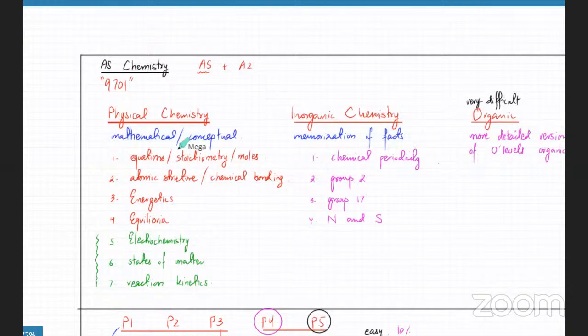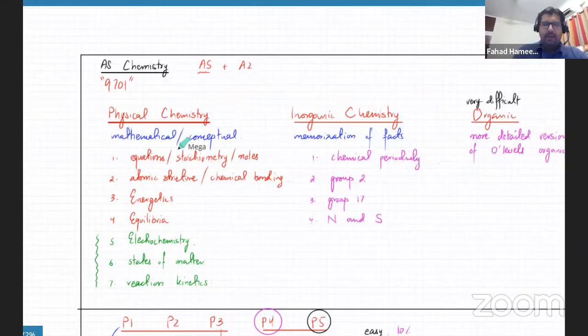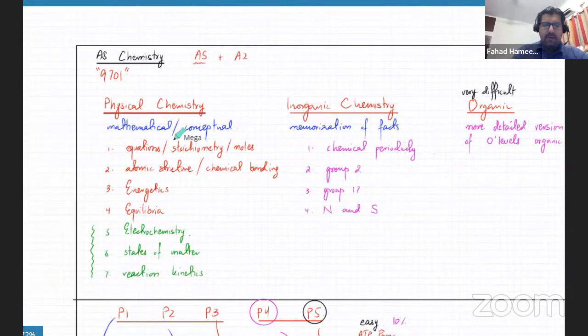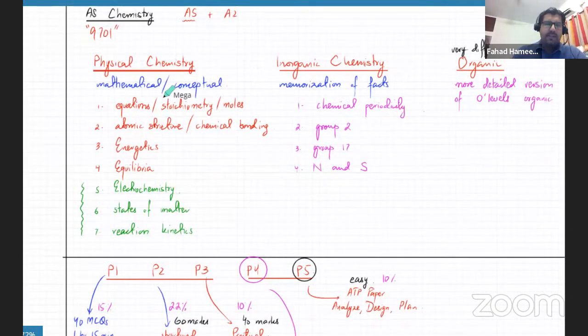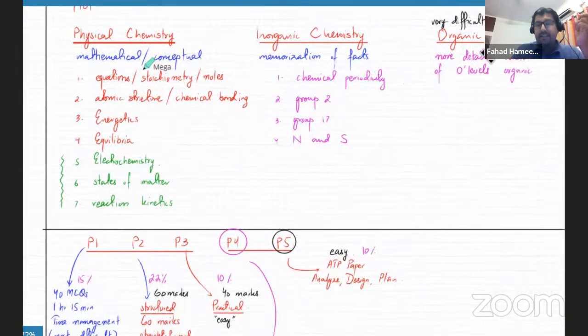So let's start. Let's begin. And so we did an intro of what you're going to study in AS. That's P1, P2, P3, and we listed physical chemistry, where you had mathematical concepts and it was more conceptual. You had the memorization of facts, which was inorganic chemistry, and then you had the very difficult organic chemistry right at the end.